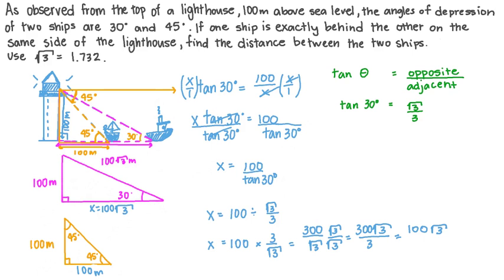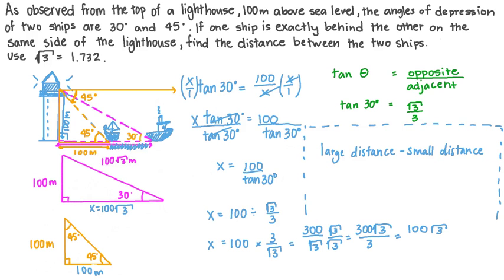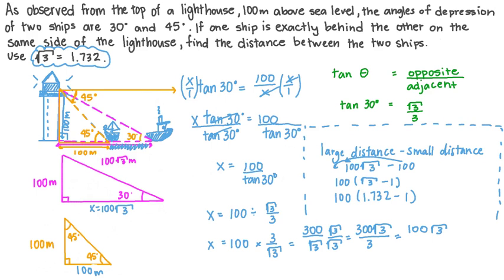of 3 meters away. To find the space between them, we need to take the large distance and subtract the small distance. 100 times the square root of 3 minus 100. If we take out the factor 100, we now have 100 times the square root of 3 minus 1. We will now use our approximation for the square root of 3. 100 times 1.732 minus 1 is equal to 100 times 0.732. Subtracting the two distances gives us 73.2 meters.